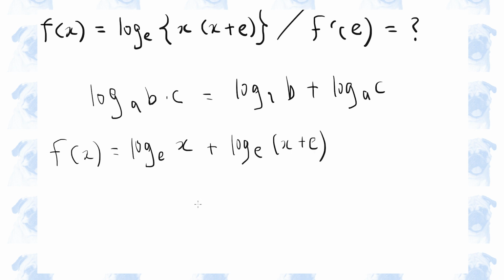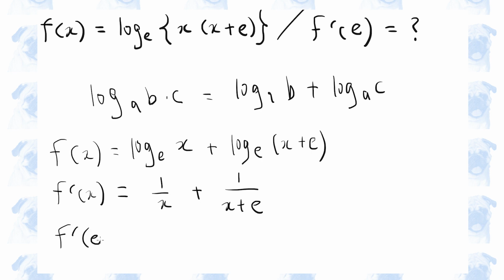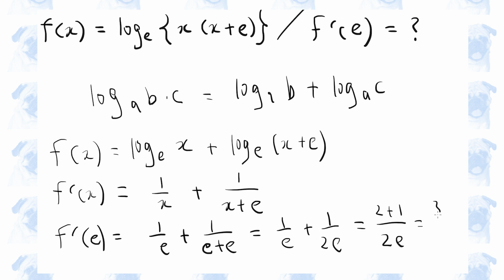Next, let's differentiate this function. The derivative of log base e of x is 1 over x. The derivative of log base e of x plus e is 1 over x plus e. So finally, to find f dash of e, let's substitute e. So 3 over 2e is the final answer.